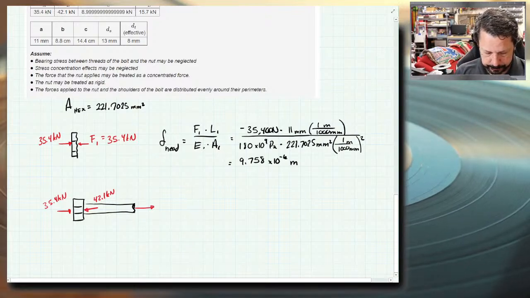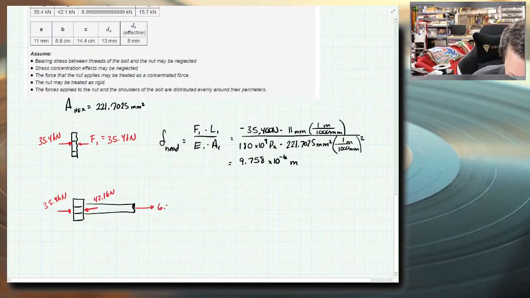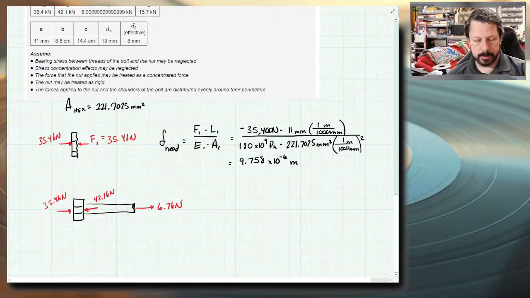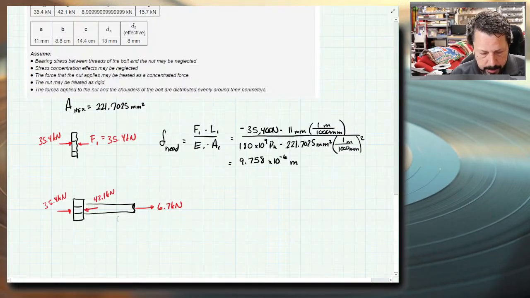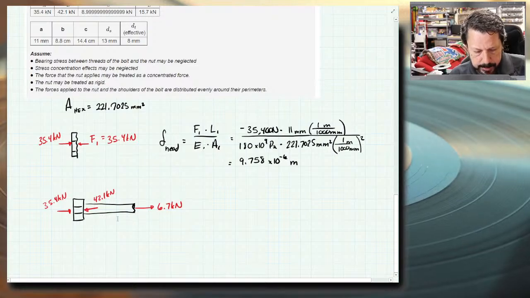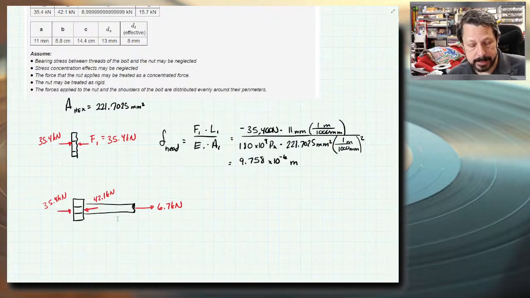So 35.4 minus 42.1, or vice versa. I need another 6.7 kilonewtons going to the right to balance this. If I don't have that, then this free body diagram is accelerating, which means the shank part of the bolt is removing itself from the thread part of the bolt, and so it's broken somehow. So I do need this to be in equilibrium. Here the arrow points away from the body that I drew, so that shows that it's in tension, which makes sense. A bolt is in tension when you tighten it down. The bolt is being stretched out.